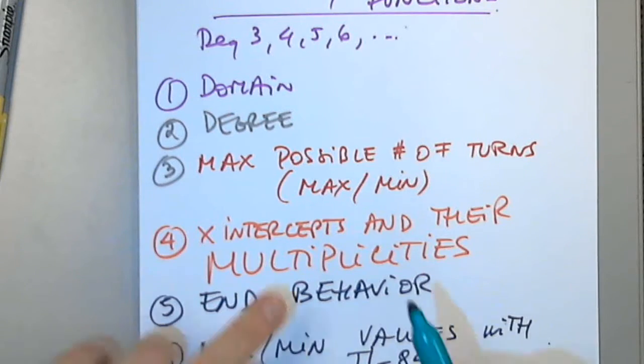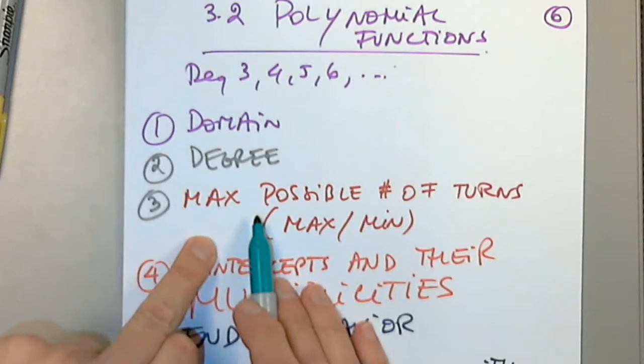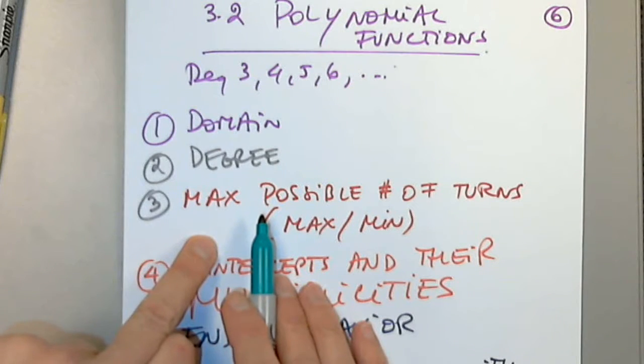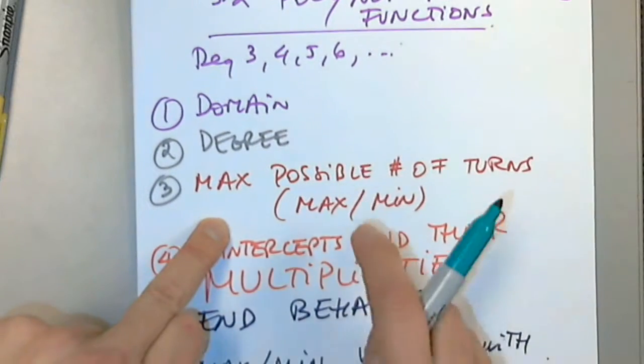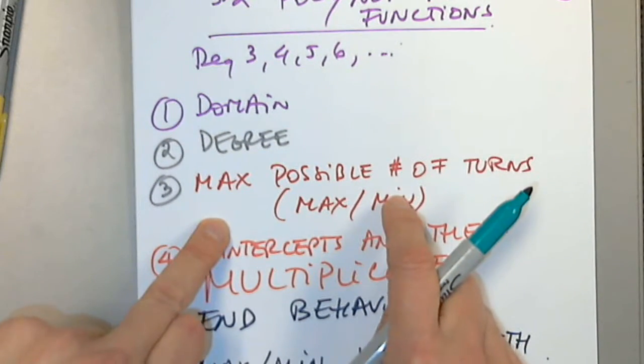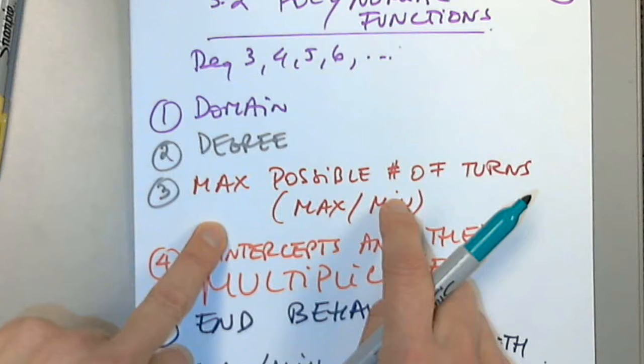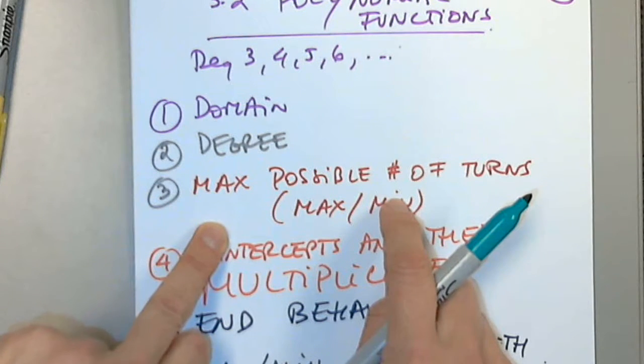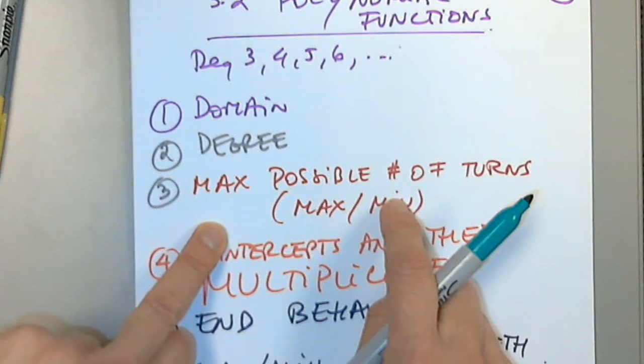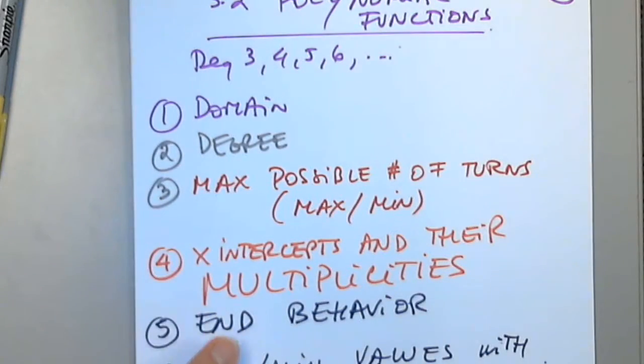So if the degree is 4, what is the maximum possible number of turns that the function can have? 3. If the degree is 7, what is the maximum possible number of turns that the function can have? 6. But it doesn't have to have 6, but it cannot exceed 6. Is that clear? Good. We're going to have plenty of examples.